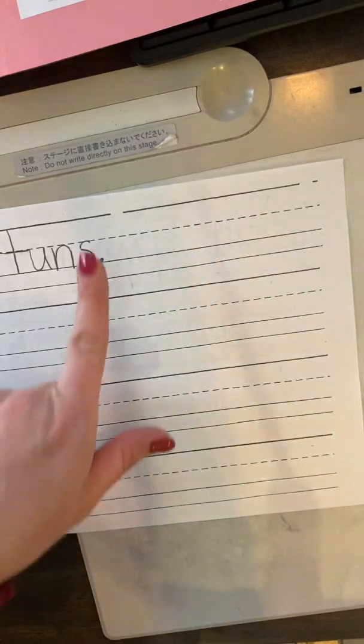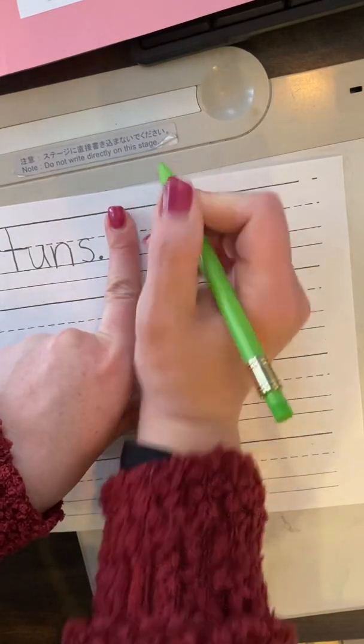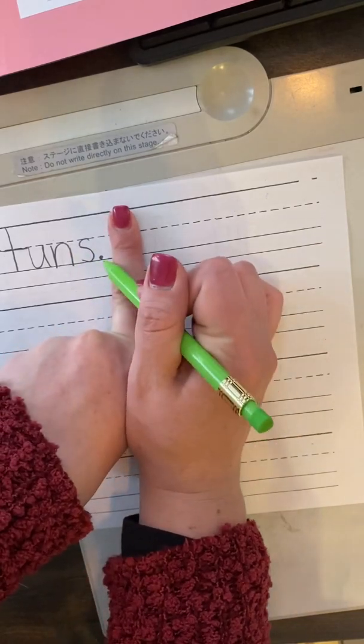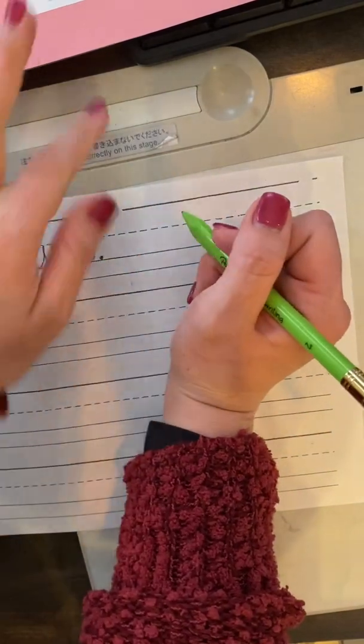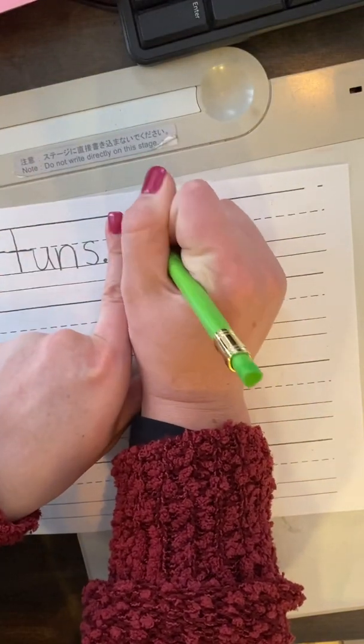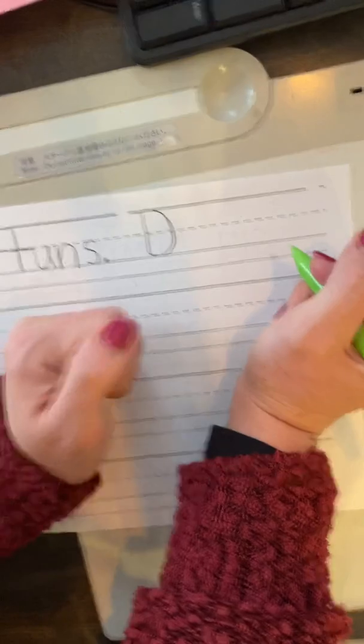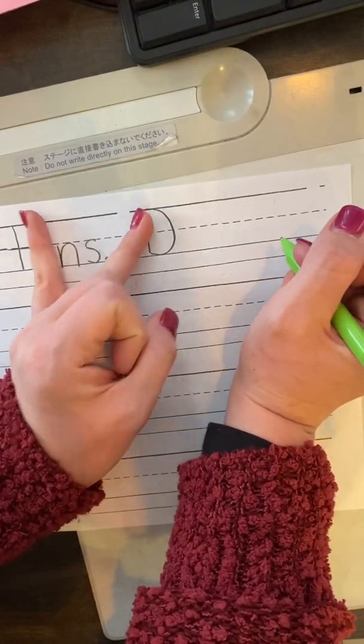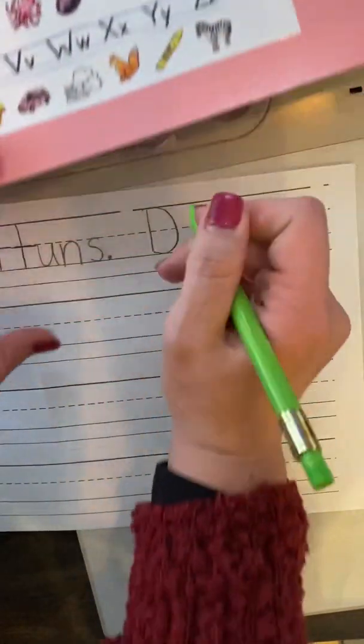Okay. I need a finger space, and it's the beginning of a new sentence because I have my period right here. So I need a capital D. D says d. Finger space. During. D. D-er. R says r.